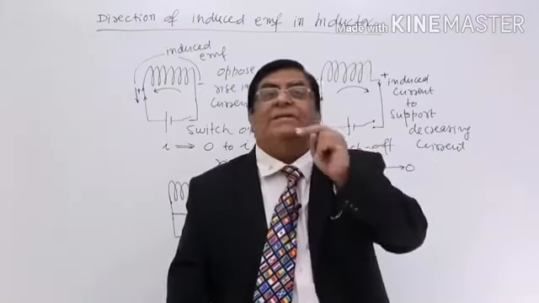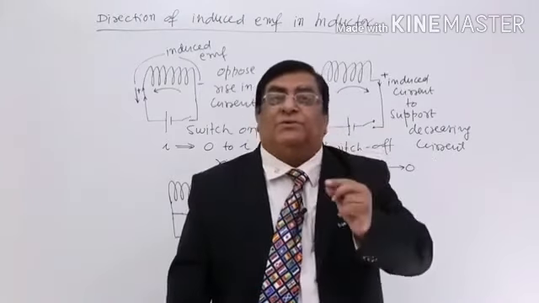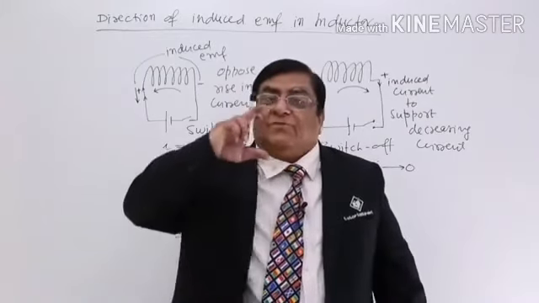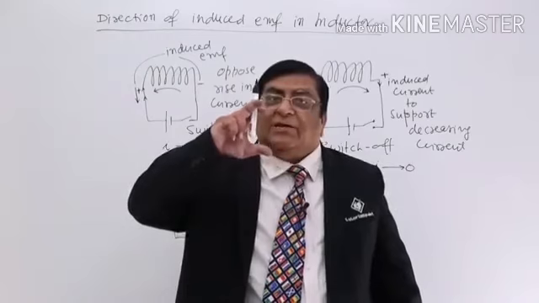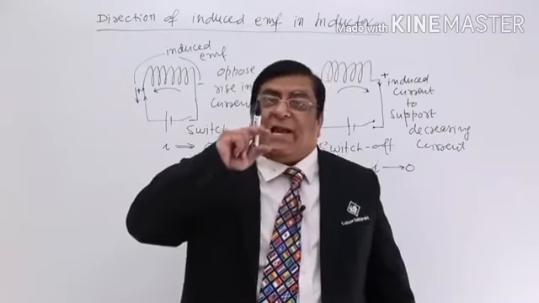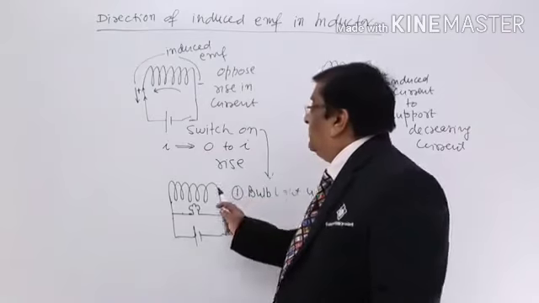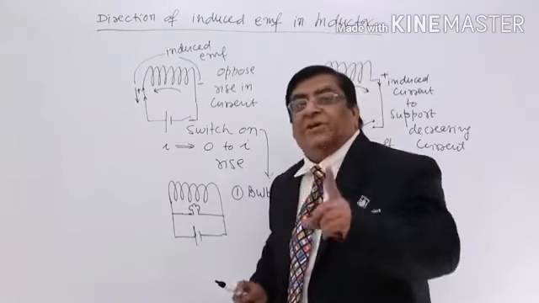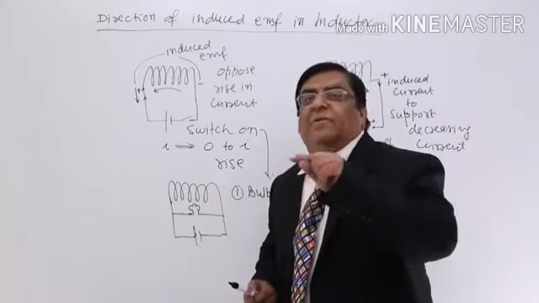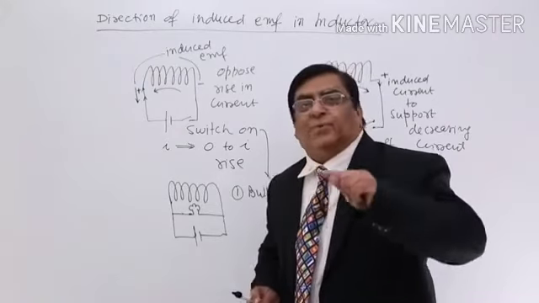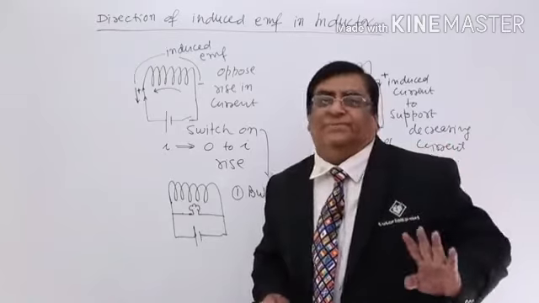In the third, it increased by 3. In the fourth, it increased by 2 milliampere. So it increases first initially very high, then less, then less, then less. If the rate of change is like that, then what will be the opposing EMF? Initially it will be very high, then it will be less, it will be less, it will be less, and slowly this opposing EMF dies out.